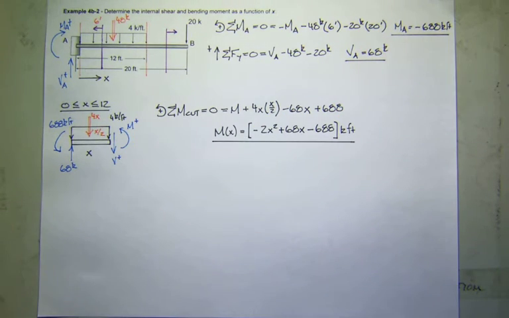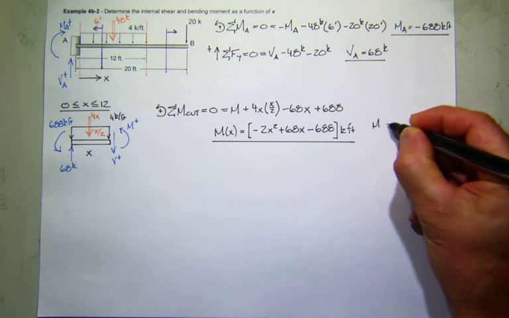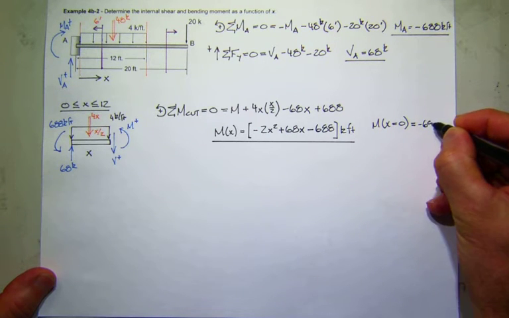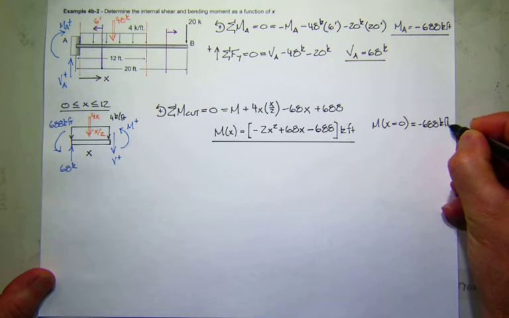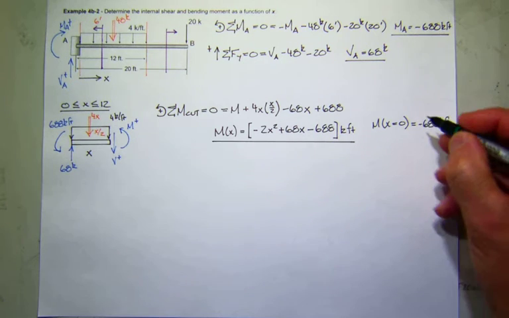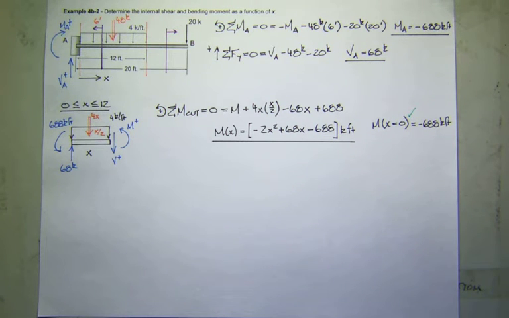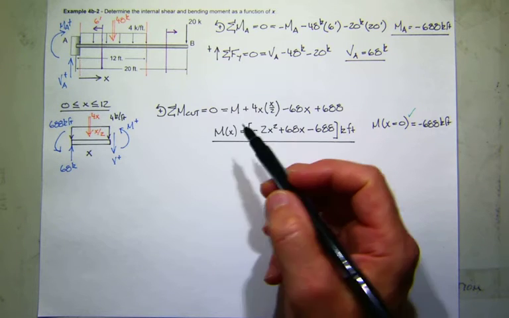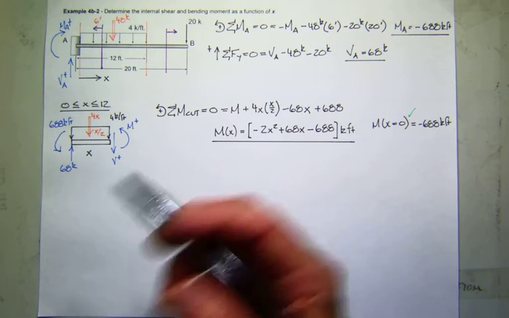Can I check that anywhere? Do I know the moment anywhere between x and 12? Yeah, what's the value at 0? I know the moment at x equals 0 is negative 688, and that should be kip feet. And when I plug in x equal to 0, what do I get? Negative 688. Do I know the moment at 12? Not beforehand, I don't. I mean, I can compute it by putting x equal 12 here, right? But I don't know what it is just by looking at it. So I have to stop there.